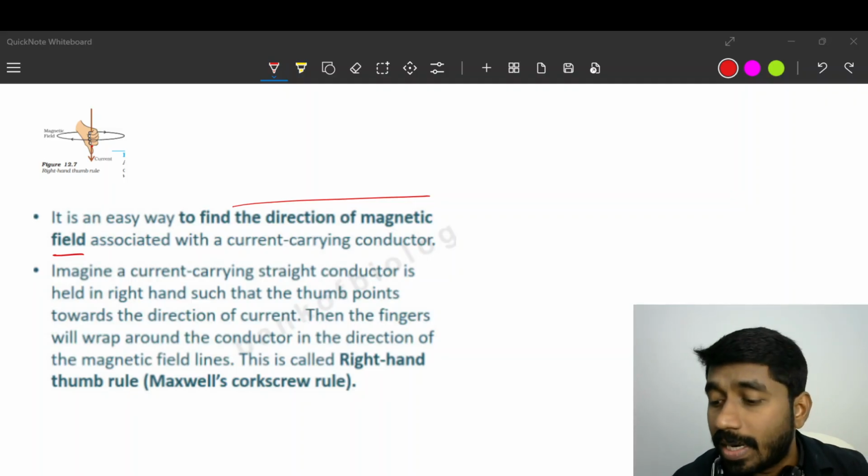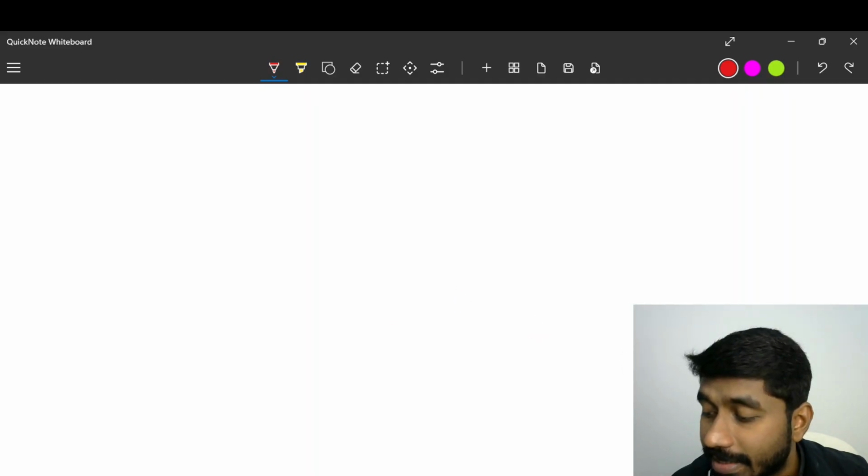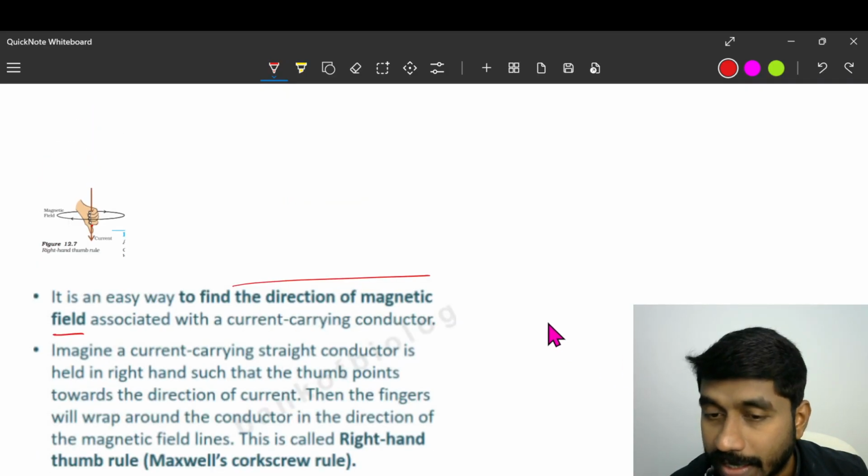Now let's see what is the magnetic field due to a circular current carrying conductor. Let's see about it. One second.